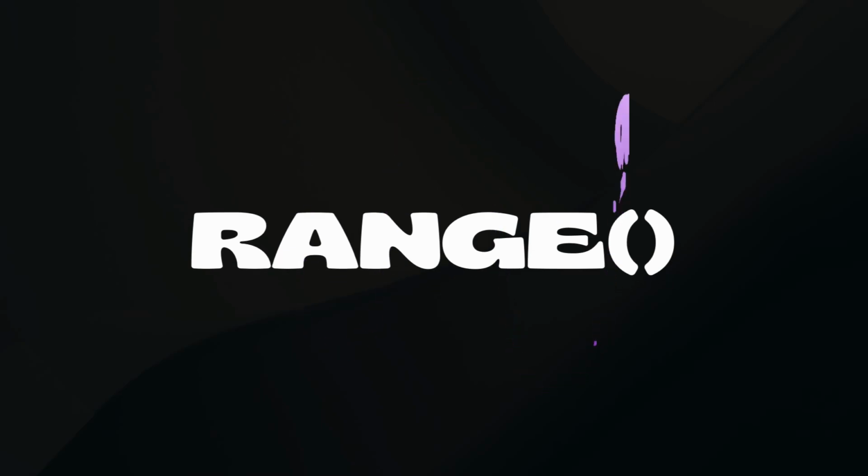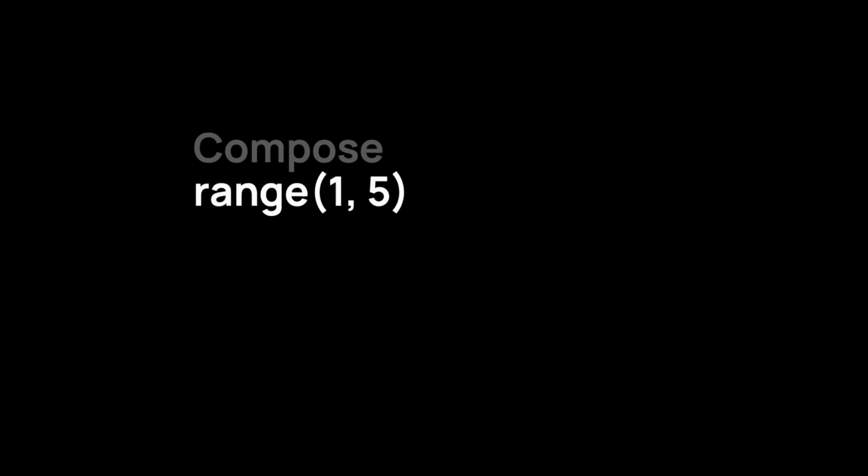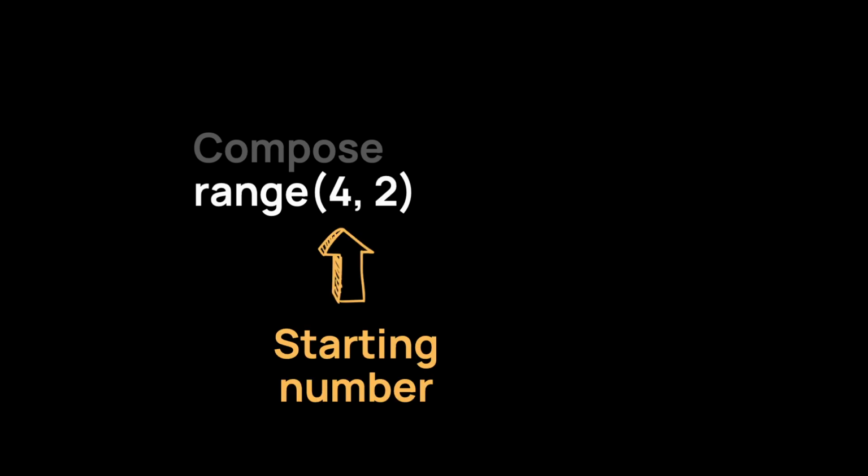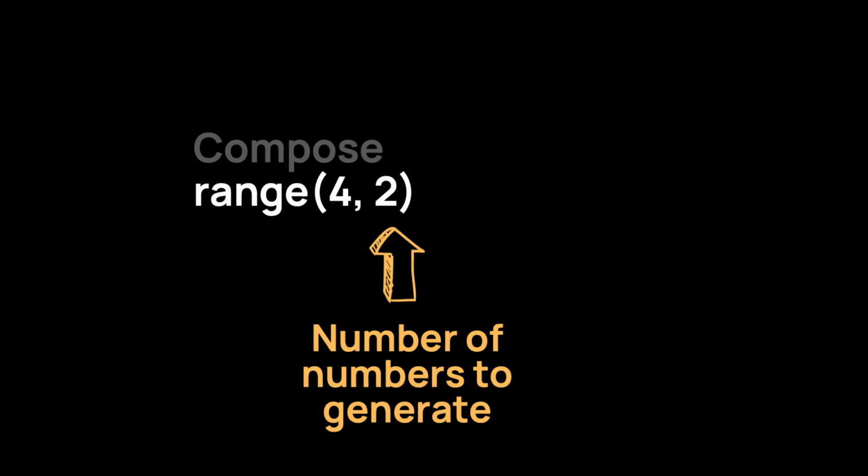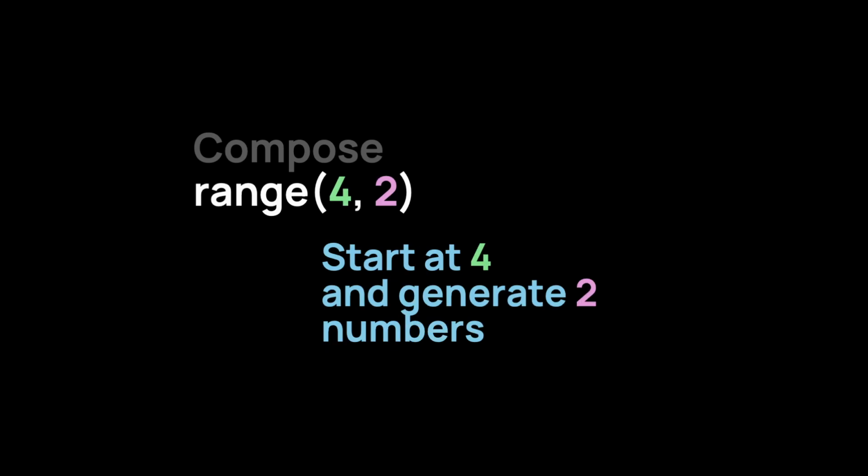The range function is an often overlooked gem in Power Automate. It's a simple function that generates a list of numbers, a number sequence, and you can specify where the sequence should start and how many numbers you need. Using range on its own, it's easy.